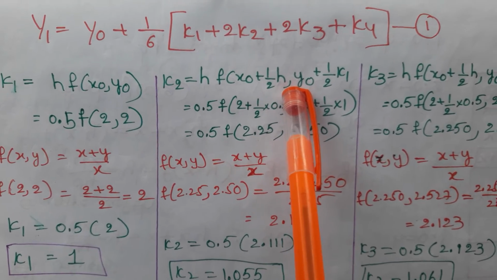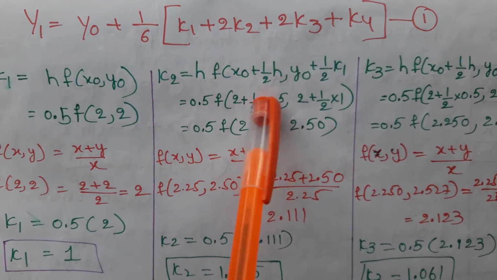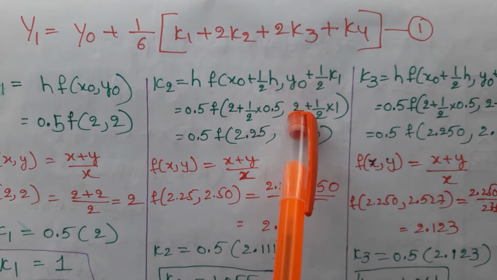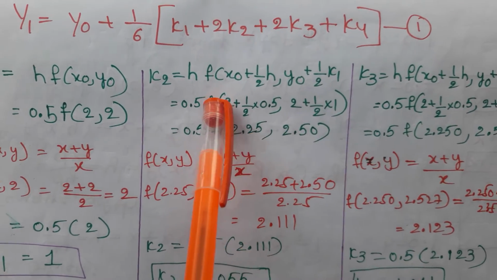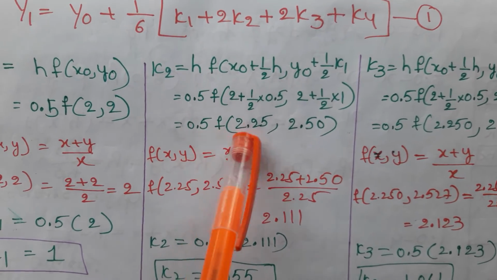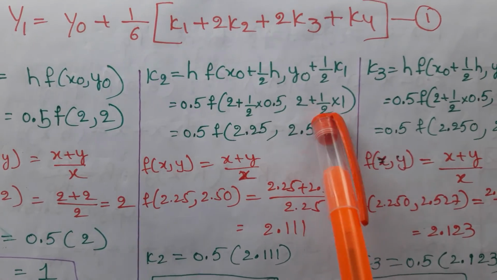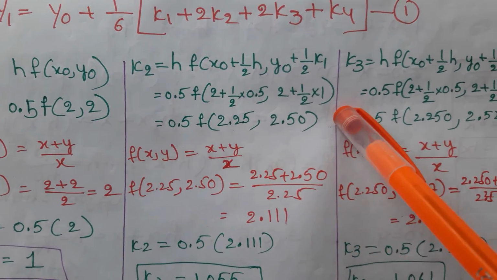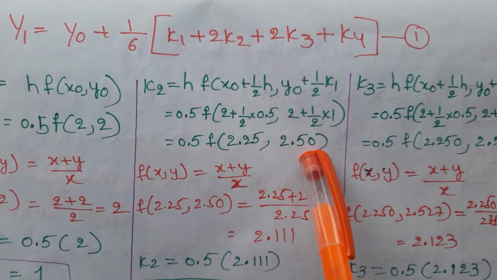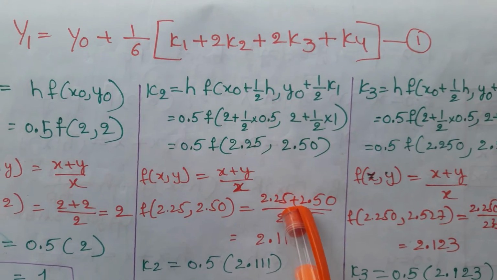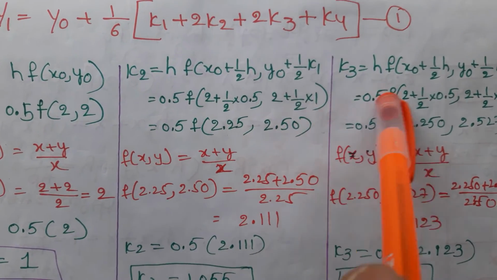And k2 is h into f of x0 plus 1 by 2 h comma y0 plus 1 by 2 k1. So h is 0.5, x0 is 2, 1 by 2 into h means 0.25, and y0 value is 2 plus 1 by 2 of k1, which is 1. So we need to solve this: 0.5 into f of 2.25 comma 2.50. In some questions they will mention the decimal values, up to 3 decimals or up to 4 decimals, so we have to fix the decimal values in the calculator and do this. In this question they didn't mention any decimal value, so we can take up to 3 or 4.